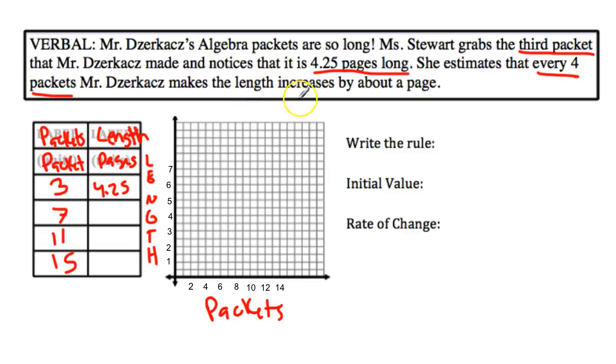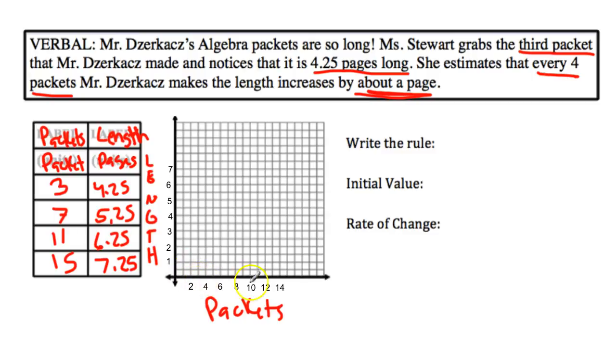And it says the length increases by about a page. So that means this is going to increase by 1. So it's 4.25, then it becomes 5.25, 6.25, and then 7.25. So I can put these on this graph too.